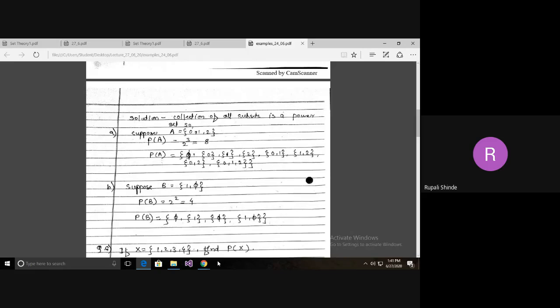Next question. If X contains 4 elements, 1, 2, 3, 4, find the power set of X. You have to tell me what the different elements are. First of all, find the number of elements in the power set of X. So 2 raised to 4, that equals 16.